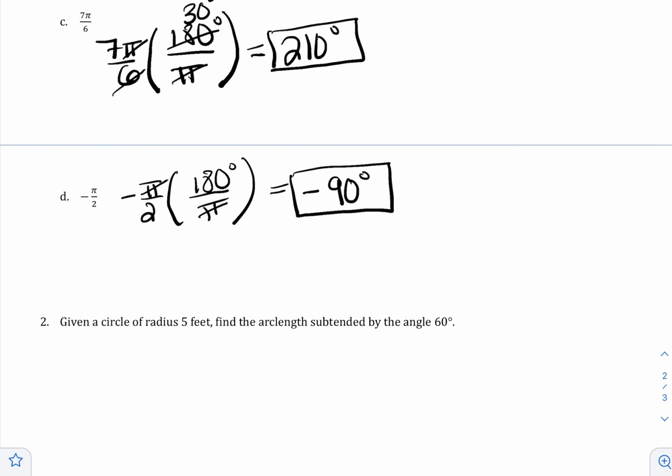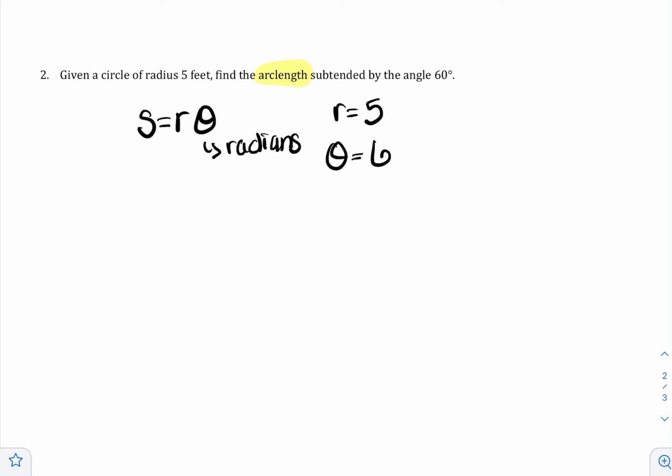So let's use the arc length formula. Let's do one more problem. Given a circle of radius 5 feet, find the arc length subtended by the angle of 60 degrees. So I'm looking for the arc length, so I know I'm going to have to use the arc length formula. But this has to be in radians. So I know that r is 5, and I know that the angle is 60 degrees, but I cannot use 60 degrees in the formula. So I'm going to have to convert it.